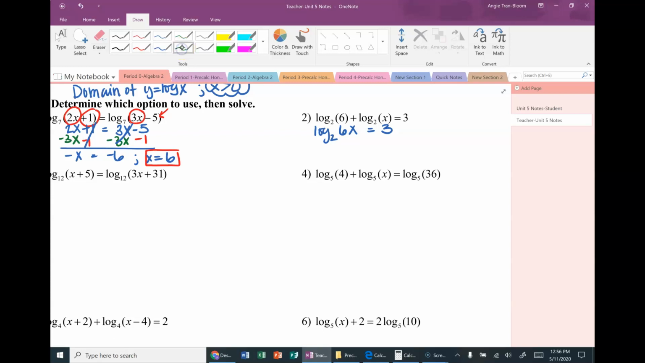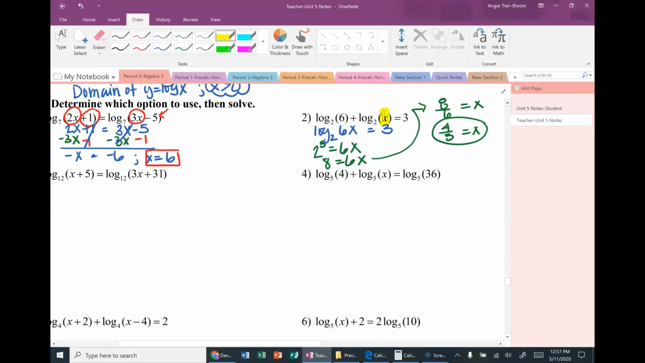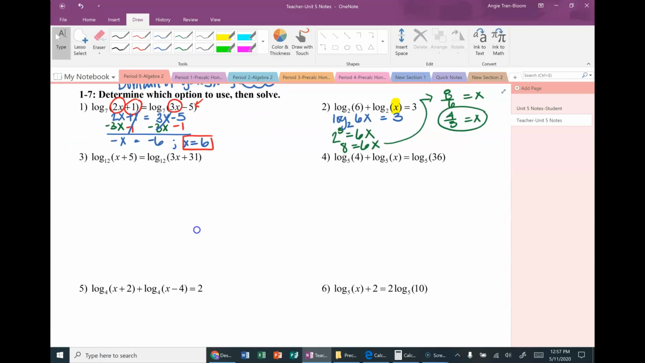In this case, you will rewrite it as an exponential. So it becomes 2 to the third equals 6x. 2 to the third will give us 8. 8 equals 6x. Divide both sides by 6. So 8 over 6 equals x. You must reduce. That becomes 4 over 3 equals x. I want you to go back and check. Plug in 4/3. Is that going to give us a negative? Since it did not give us a negative answer, we can keep our 4/3.